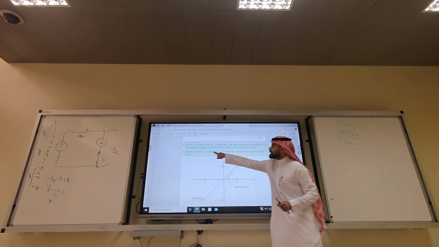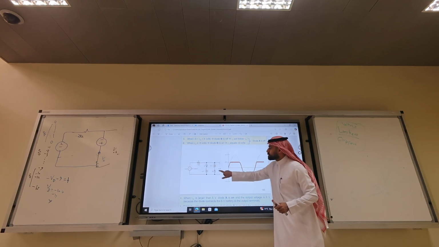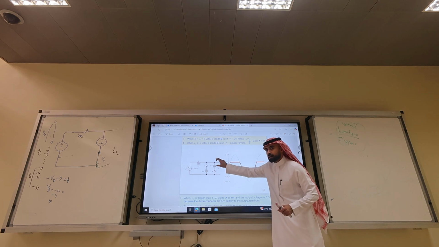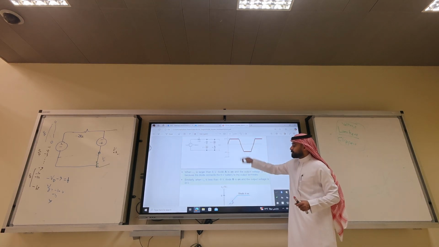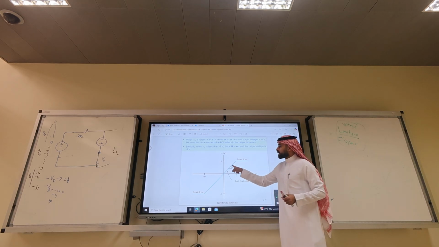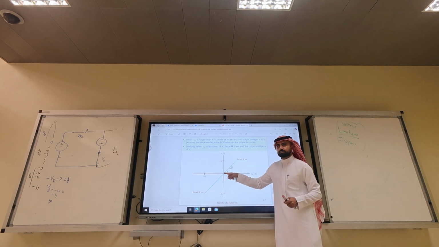When the input is less than minus 9 volts, diode B is on. So what's the output? Plus minus, minus plus, the output is what? This is short circuit, minus 9 volts. So this is the input-output characteristics. And the slope of this line is 1. Okay?